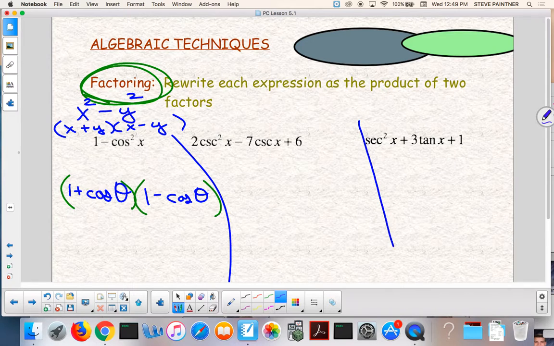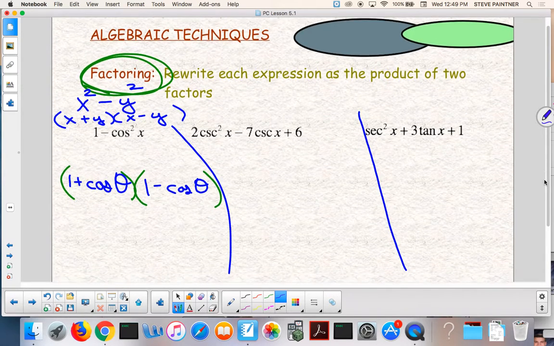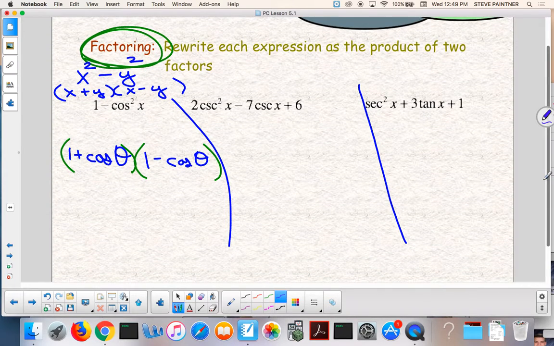Okay. Look at the next problem. Does this have a look that you remember? That was 2 terms. That's a binomial. And of course, Hunter said that looks like the difference of 2 perfect squares. That one's a trinomial. That's a trinomial.